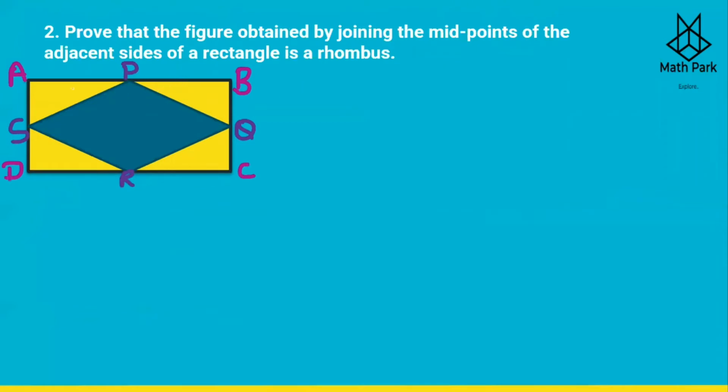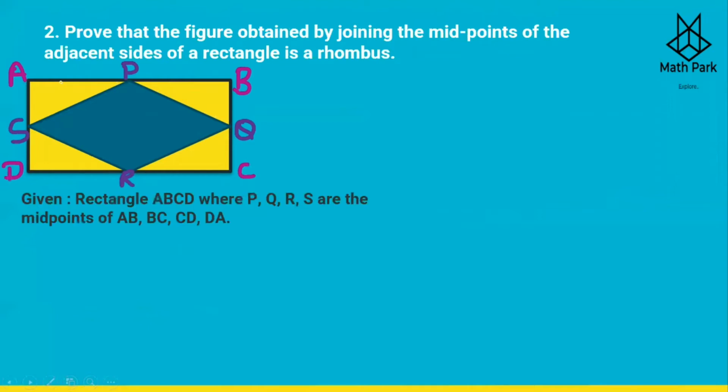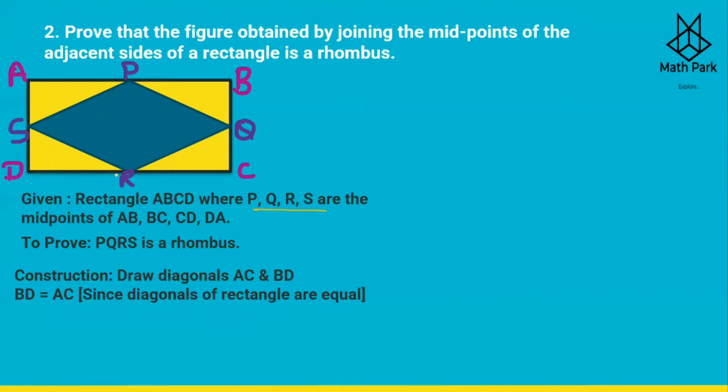Question number 2, prove that the figure formed by joining the midpoints of the adjacent sides of a rectangle is a rhombus. You are given a rectangle ABCD and P, Q, R, S are the midpoints of AB, BC, DC and AD respectively, right? You have to prove that PQRS is a rhombus. A rhombus is a quadrilateral which has all the sides of equal length. It is a special parallelogram, right? So we will now draw the diagonals AC and BD.